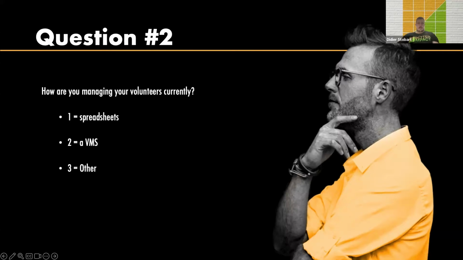So Jenny is using other. Sue using spreadsheets. Kyla is using other as well. Ona is using spreadsheets and other, which would be quite difficult to manage all your data. And Lisa using number 3 as well. That's quite interesting that the majority are using other.